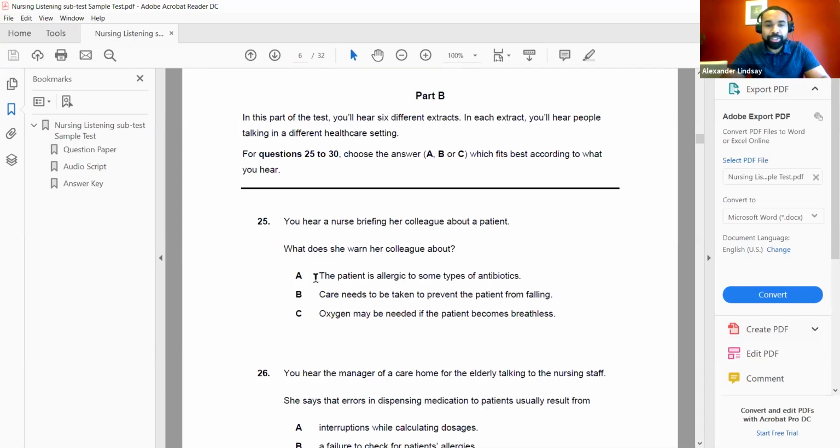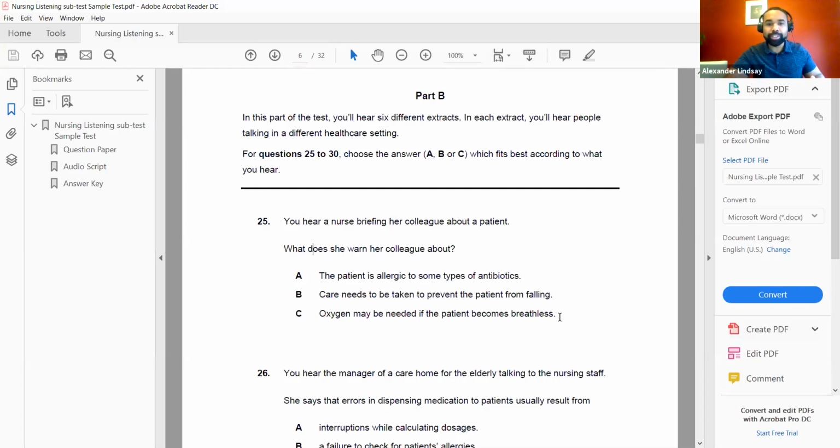So looking at the options then, A, B, and C. A, the patient is allergic to some types of antibiotics. B, care needs to be taken to prevent the patient from falling. Or C, oxygen may be needed if the patient becomes breathless. Okay? So all of these are going to be possible options. We need to listen carefully in order to make sure that we select the correct one. When we're making the decision, two of these options are going to be distractors. So it's possible that we're going to hear elements from two of these options, but they will be in a context which does not answer the question.